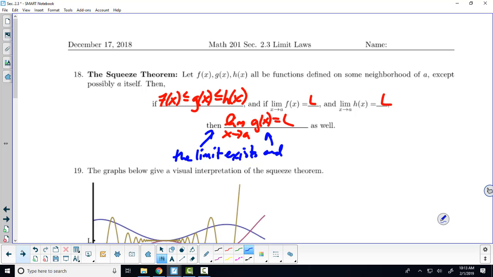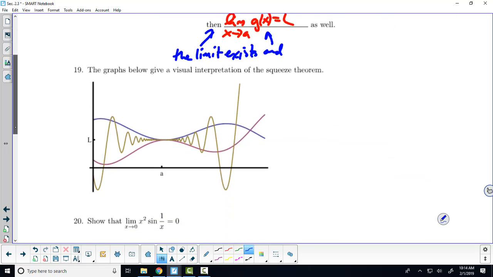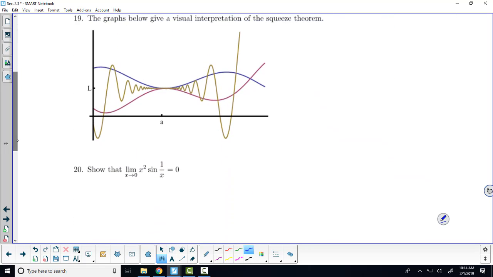And that's the case. Because remember, limits don't always have to exist, right? But if the one above it has a limit that exists and the one below it has a limit that exists and they're the same, then it must be trapped between them. Okay? So here's the picture that I think goes with this. It's a good picture to keep in mind.